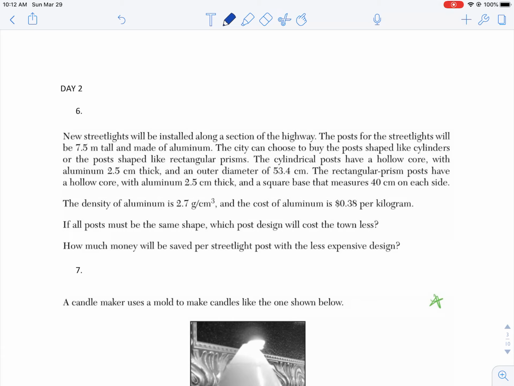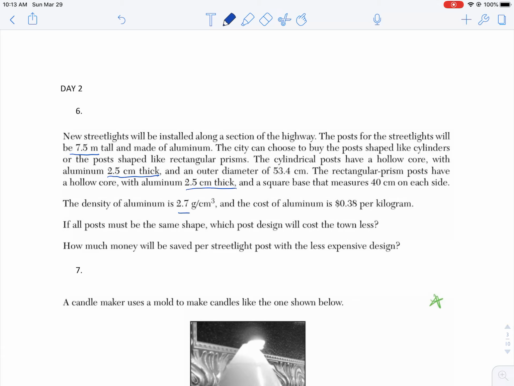So there are a number of different things going on here. Let's talk about what these two posts have in common. They're both going to be 7.5 meters tall, and they're both going to be 2.5 centimeters thick, which means the aluminum is not going to be solid all the way through. It's going to have a hollow core, but the aluminum on the outside will be 2.5 centimeters thick. So that's what they have in common.